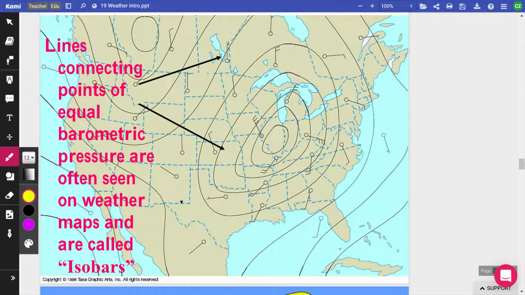Okay. So here is a pressure chart. We have a low pressure here. We have a high pressure here. Isobars are lines connecting points of equal pressure. So everything on this line has the same pressure. And I've drawn the L for low pressure in here, and the H for high pressure up here.